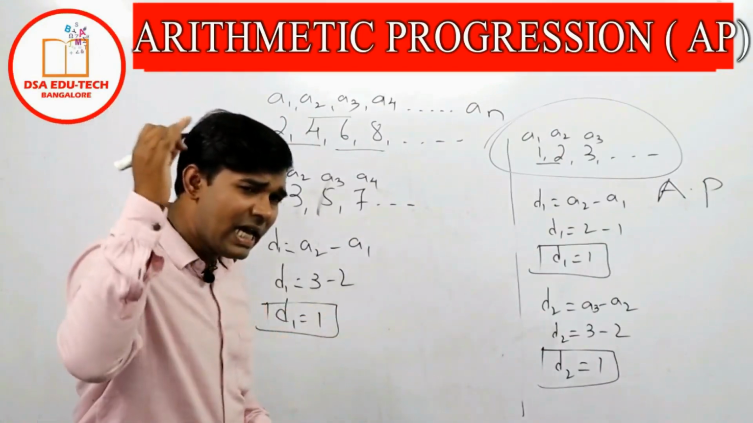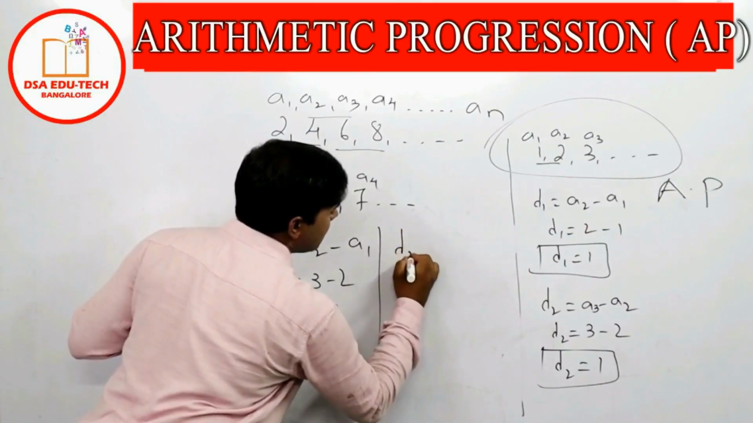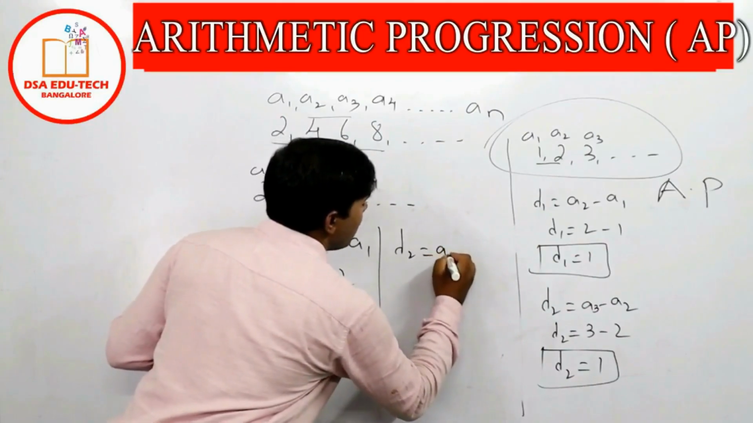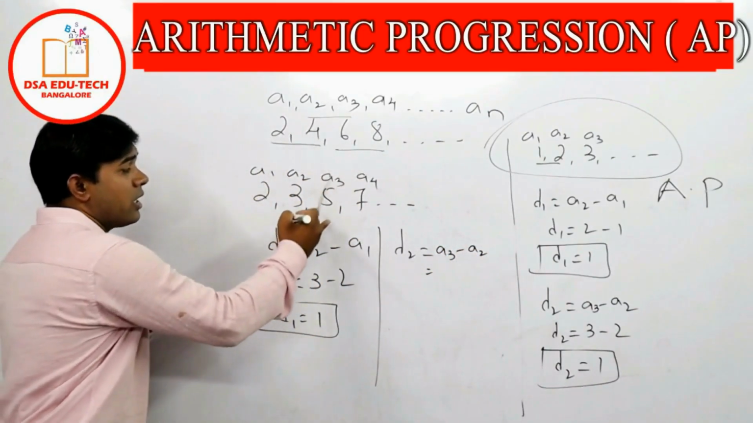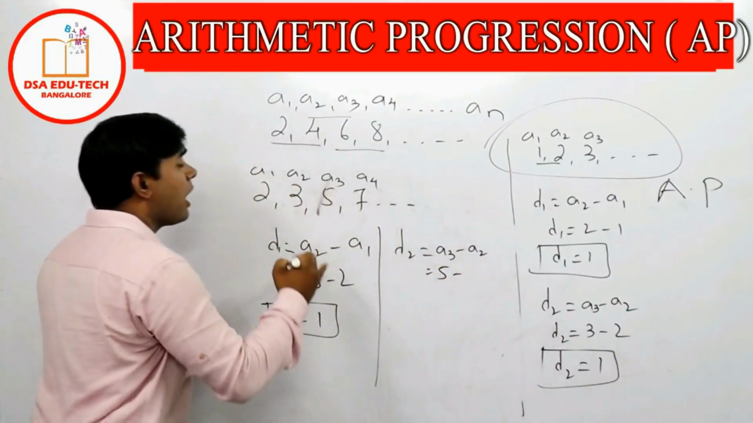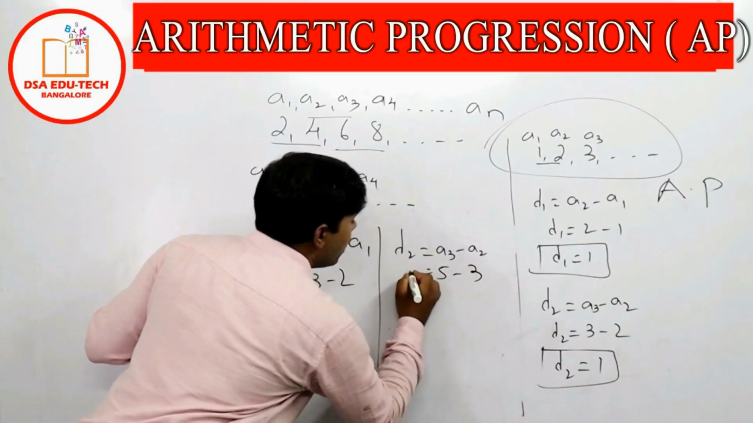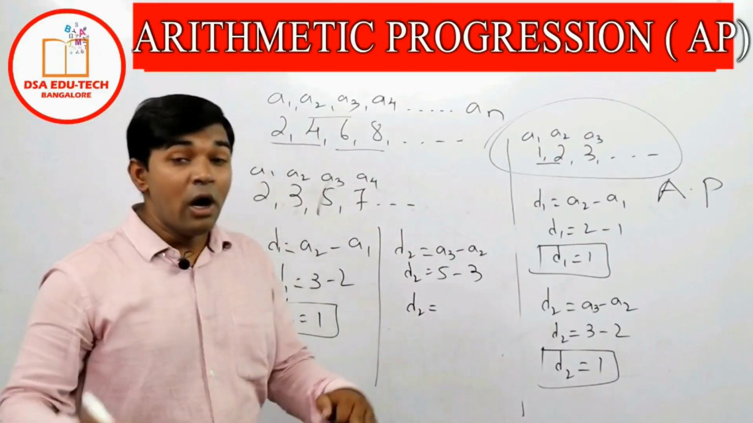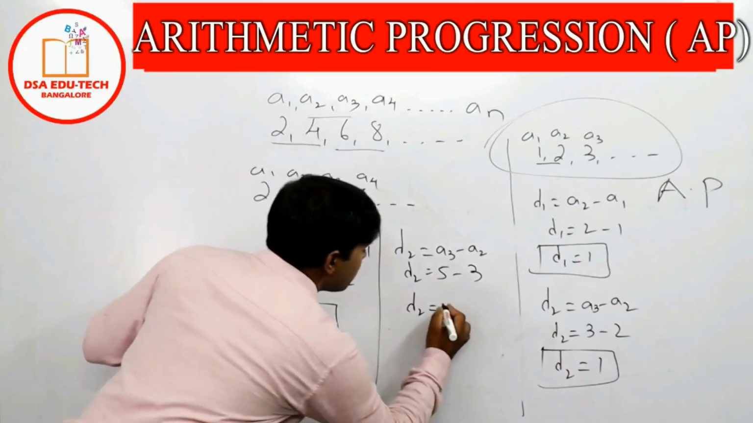Let me calculate D2. So D2 is equal to A3 minus A2. How much is A3 over here? A3 is 5 minus, and how much is A2? A2 is 3. So D2 is equal to, now we have 5 minus 3, how much? 2. 5 minus 3 is 2.